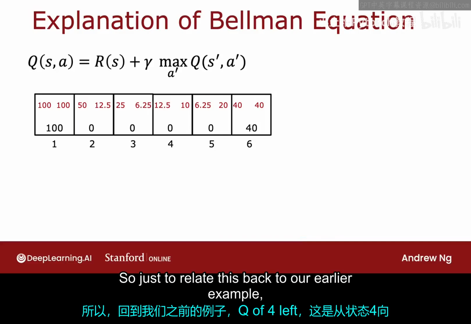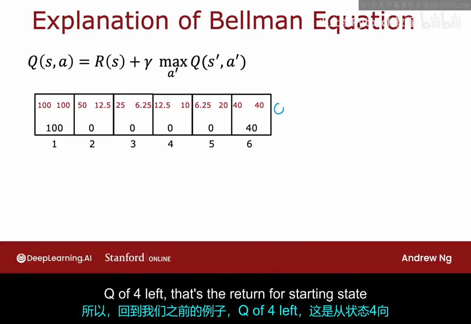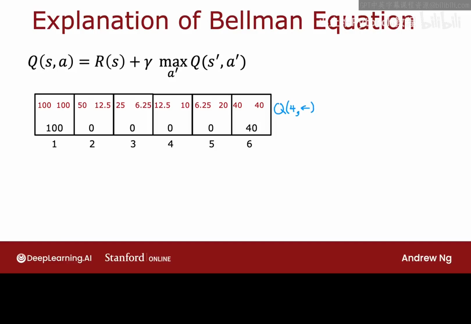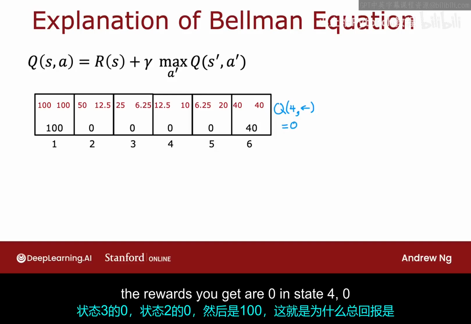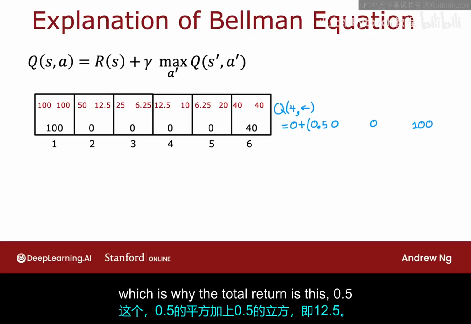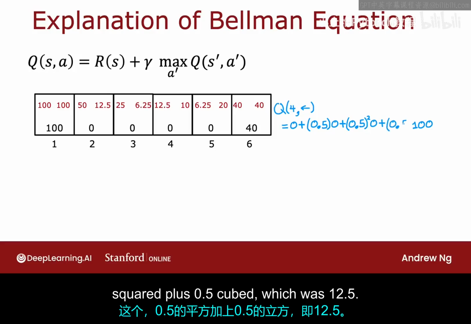So just to relate this back to our earlier example, Q of 4, left, that's the total return for starting in state 4 and going left. So if you were to go left in state 4, the rewards you get are 0 in state 4, 0 in state 3, 0 in state 2, and then 100, which is why the total return is this, right? 0 plus 0.5 times 0 plus 0.5 squared plus 0.5 cubed times 100, which was 12.5.